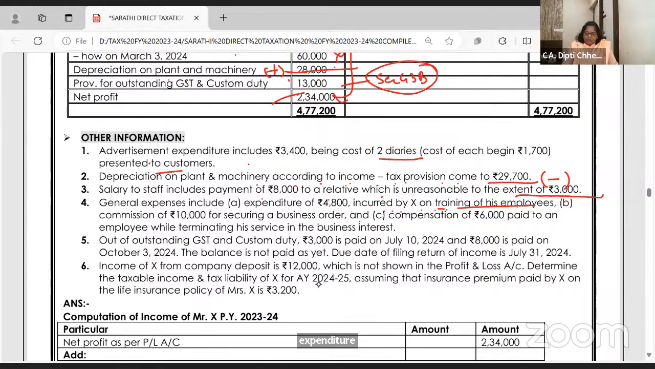Commission of 10,000 for securing a business order. Allowed. Compensation of 6,000 paid to an employee while terminating his service in the business interest. So you have paid compensation of 6,000 to an employee. Okay, so 6,000, it is allowed. It's an expenditure related to the business, so it is allowed.